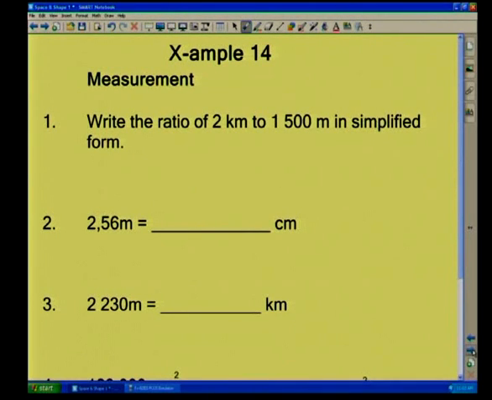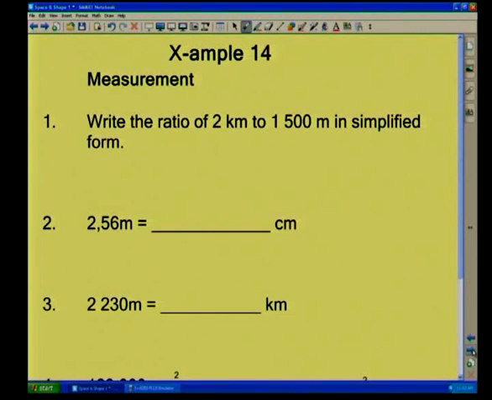Right, we're going to go back and do a few more examples on measurement and make sure that we actually have got that working correctly for us. So let's have a look at the first question of example 14. It says, write the ratio of 2 kilometers to 1,500 meters in simplified form. Okay, remember that means in the lowest possible units. So first of all, remember what we did before was we converted them to be the same units.